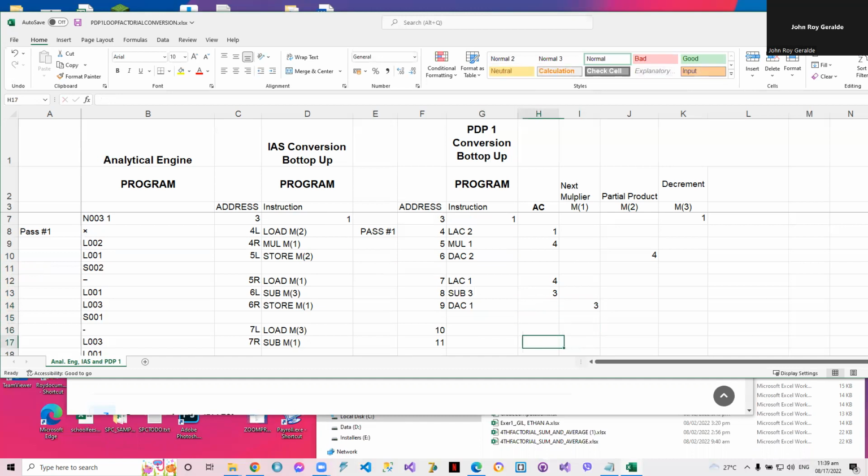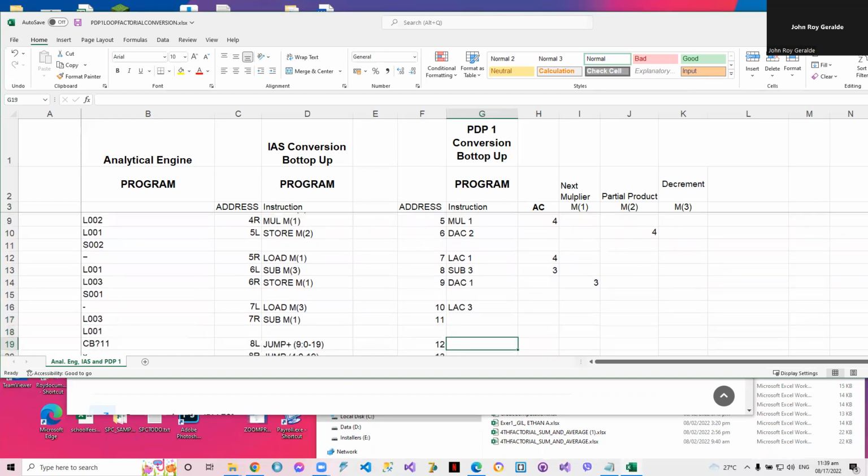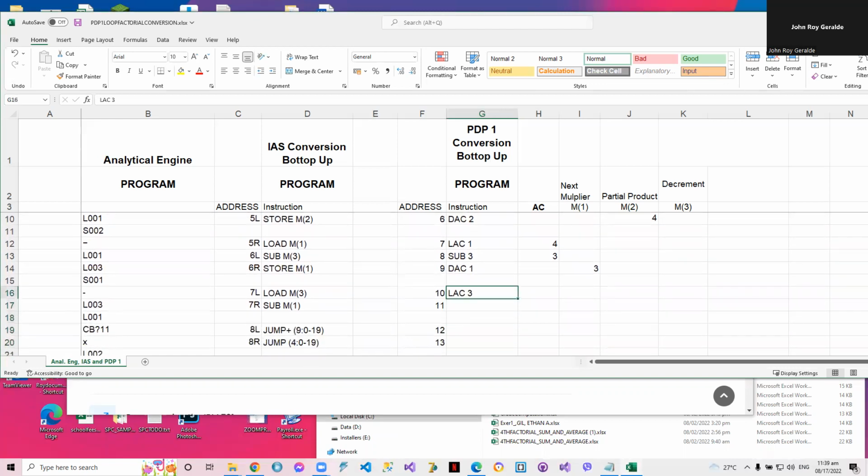And then we will translate load M3. Load M3 is LAC 3, according to the manual. So load accumulator from 3, so the accumulator will become 1. Sub M1, so we'll say DAC1. So 1 minus 3, this becomes negative 2.